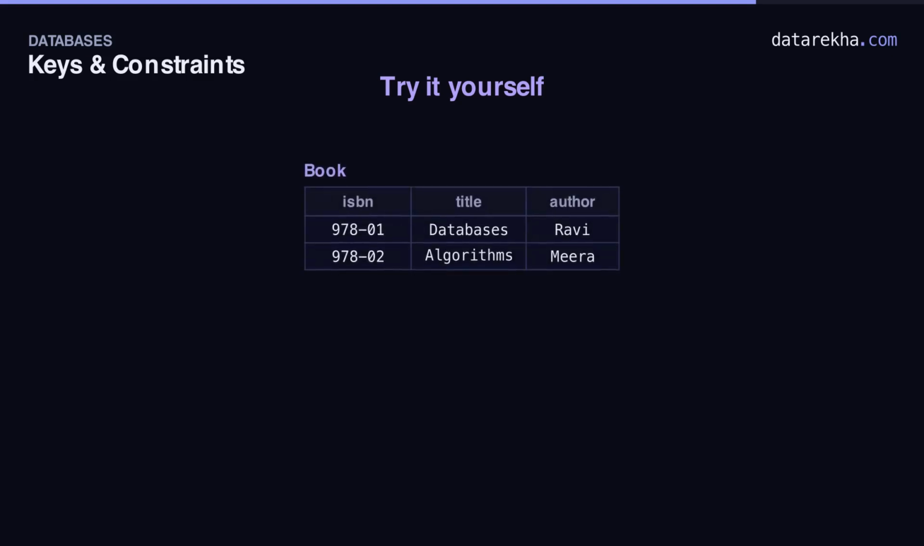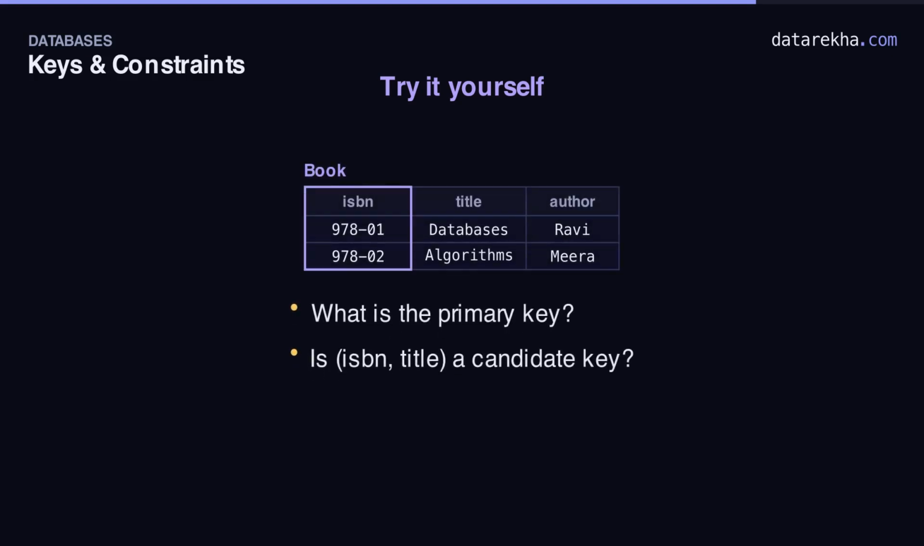Your turn. Here is a table of books. The ISBN is unique for every book. Titles and authors could repeat. Pause the video and answer 2 things. What is the primary key? And is ISBN together with title a candidate key?